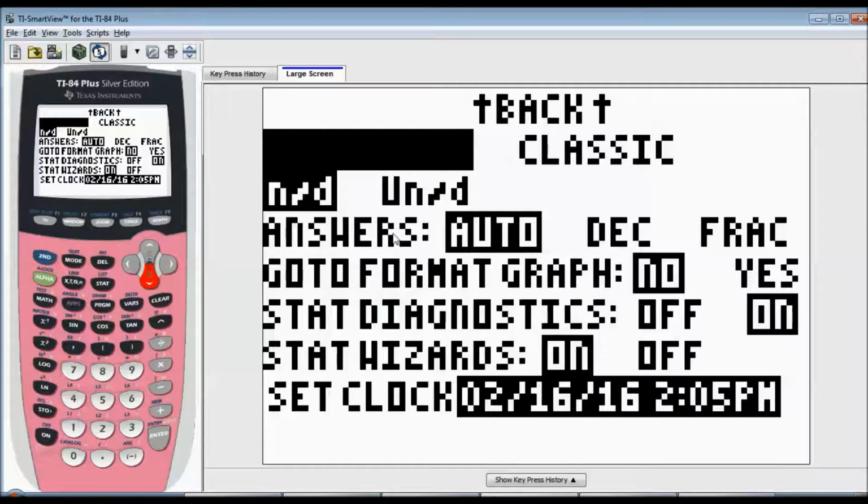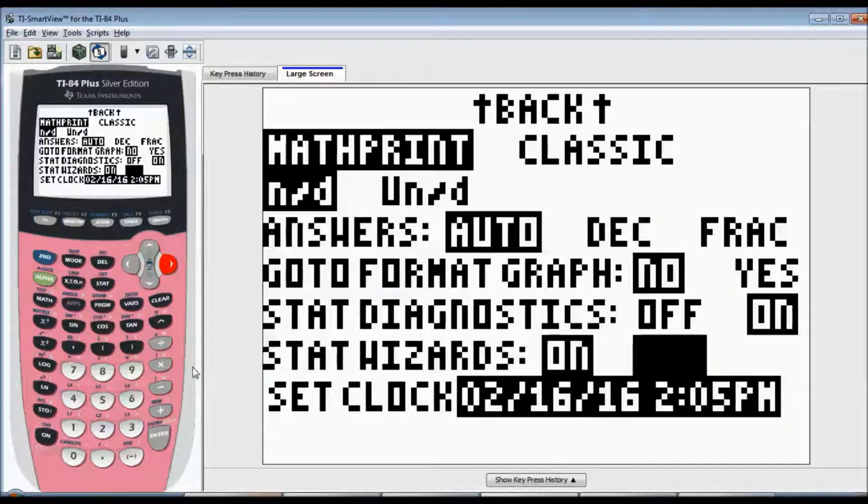MathPrint is what I want to leave on. This tells you about whether your answers are automatically in fractions or decimals and things like that. The ones that matter for us right now are the two bottom ones. Stat diagnostics you want to be on. So if it's not on, go ahead and turn it on now. Stat wizards is what makes it prompt you, so when it says L1, L2, and all that stuff. So I'm going to turn it off just so you can see what it looks like when it's off. Again, the default for 84 and higher is going to be on.